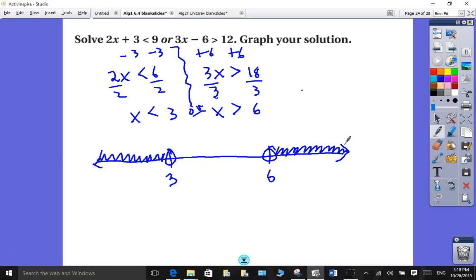Since it's an or, we only need one of those inequalities to be satisfied so that we include it in the graph of the compound inequality. So basically it just means we're going to create the union of those two sets. All of this together is our answer.